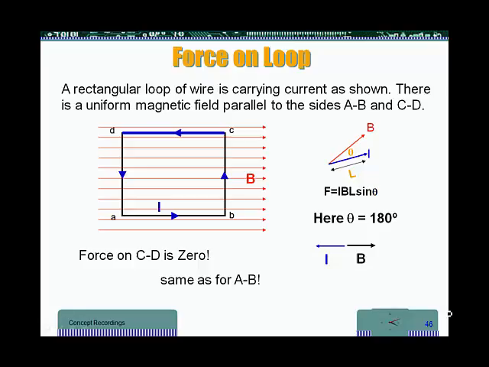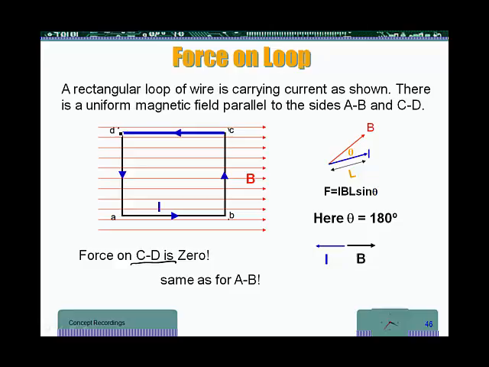So what happens if instead of having just a wire, we have a loop carrying a current I? For example, like this rectangular loop here, starting A, B, C, D. And it is carrying a current in the counterclockwise direction. You see the arrows here pointing to the direction of the current. Let's focus on segment CD.